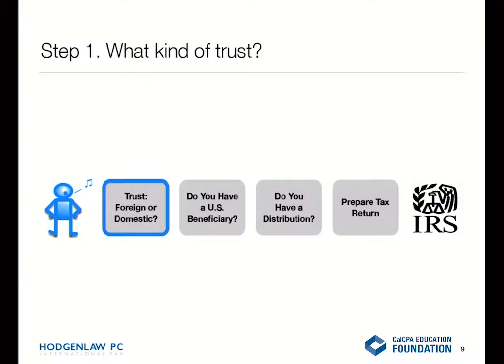Is it foreign or domestic? Is it grantor or non-grantor? And for the reasons discussed above, foreign or domestic, it's taxed differently. Grantor or non-grantor, those are also taxed differently. And we'll talk a little bit about the differences between those a little bit later on.